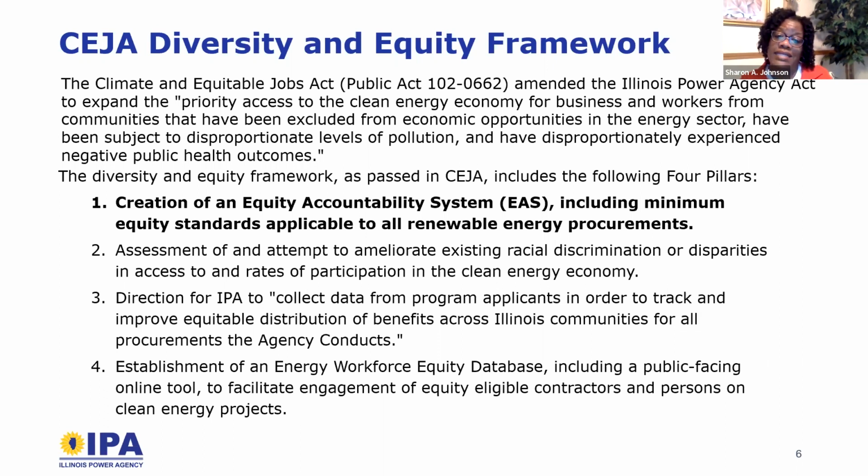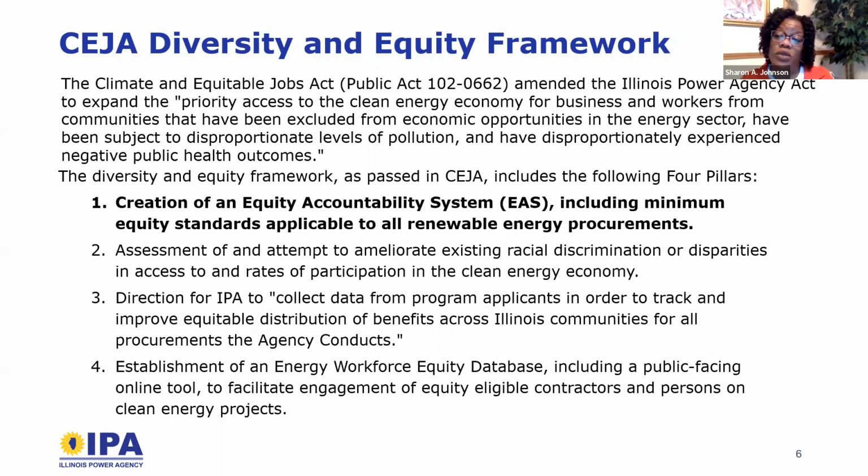So some main attributes passed in CEJA to provide a framework for diversity, equity, and inclusion, most applicable to the Adjustable Block Program, are establishing the EAS, or the Equity Accountability System, to basically ensure that participants in the renewable energy programs and procurements are making and achieving their commitments to utilize a more diverse set of contractors and a diverse set of workers. So this system also includes the minimum equity standards, and the delivery year for this system is scheduled to begin June of 2023. Another DEI requirement under CEJA is the racial disparity study. And this is to provide review and analysis of the state's renewable energy sector for access, participation, and utilization of contractors.